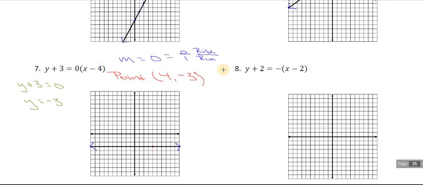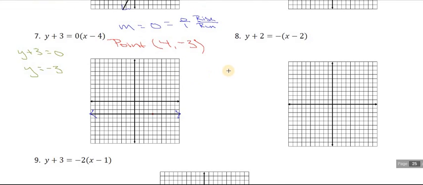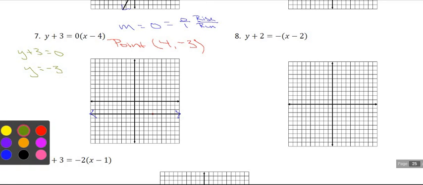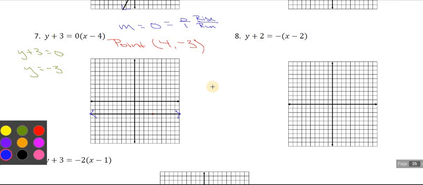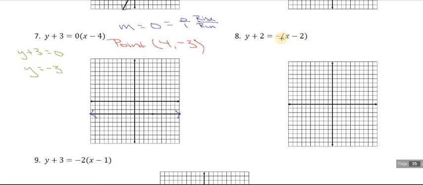All right, we'll do number 8 together, and then you will do number 9 on your own. So number 8, we have y plus 2 equals the opposite of the quantity x minus 2. Now, the invisible number in front of this parenthesis, there's a negative there, but it's an invisible negative 1, which means we can write our slope as negative 1, which would be negative 1 over 1 when written as a fraction. So write our rise over run.